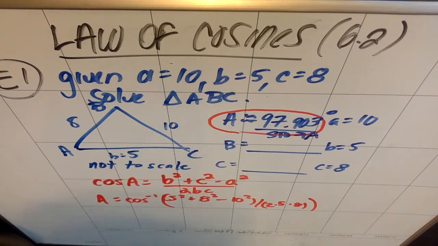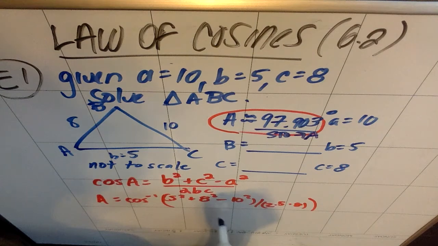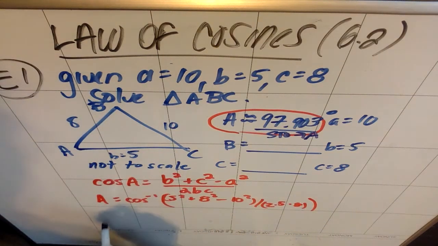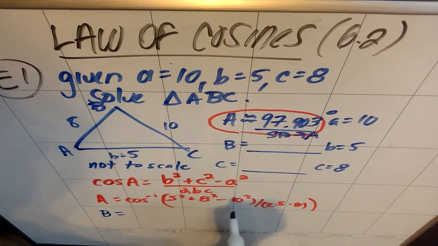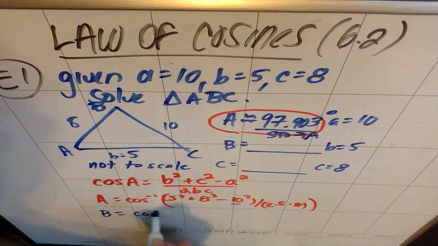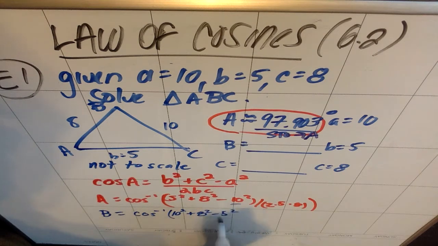However, I am a lazy, lazy human. So here's what I'm going to do. I'm going to recognize that this formula works exactly the same for all of the angles. If I wanted to find angle B, what gets weirdly excluded is always the B squared, so the 5. So I'm going to type in inverse cosine of everybody but the 5. So 10 squared plus 8 squared minus, there's the weirdo, 5 squared, divided by 2 times 10 times 8.